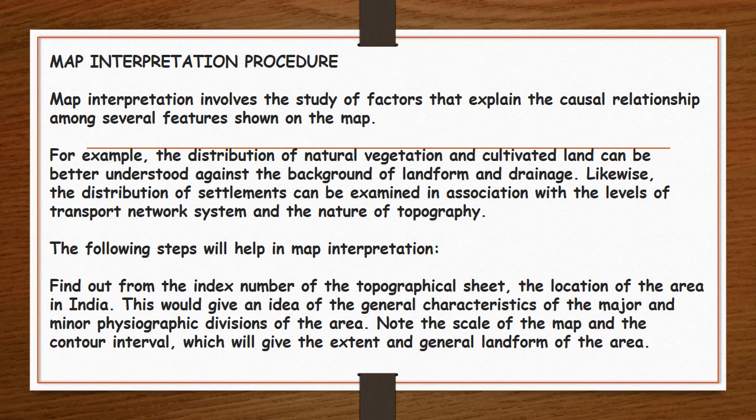Now the important steps that you are supposed to do: find out from the index number of the topographical sheet the location of that area in the country, then that will give you an idea of the general characteristics of the major and minor physiographic divisions of that area. One important thing you have to note, that the scale of the map and the contour interval always give the extent and general landform of the area.